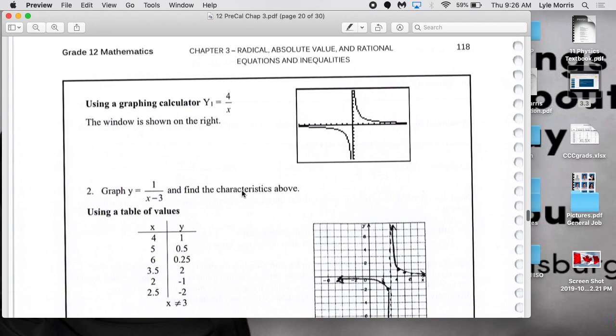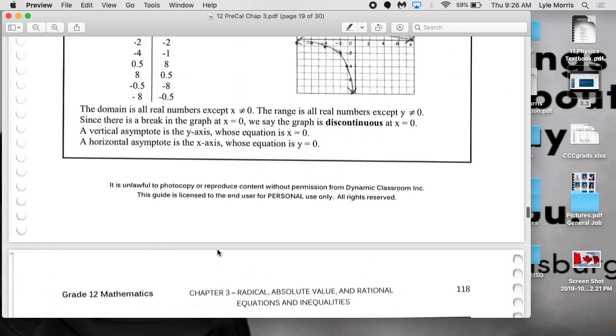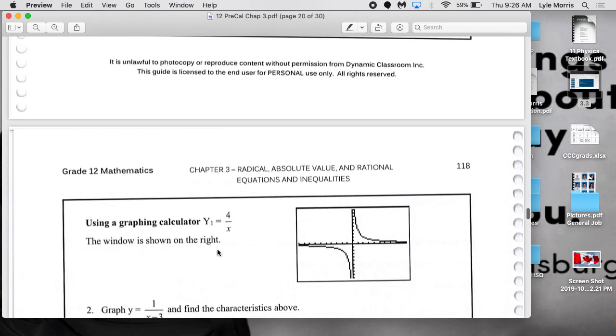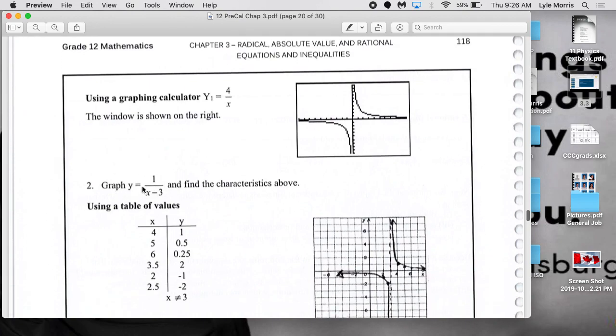Number 2, and they do it on the calculator, which is lazy, because we can't. So, you want me to just keep going? I'll keep going through examples, yeah? Silence implies consent. Example 2, Page 118.